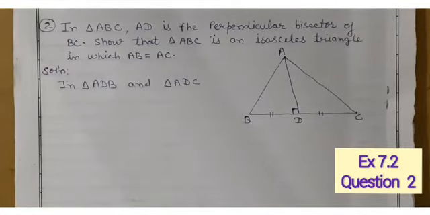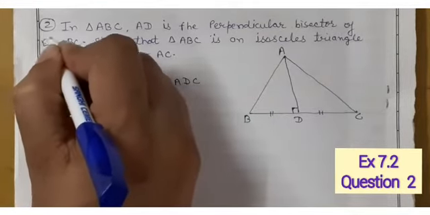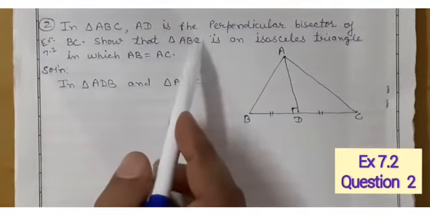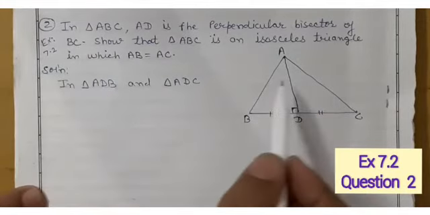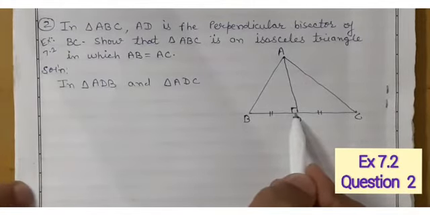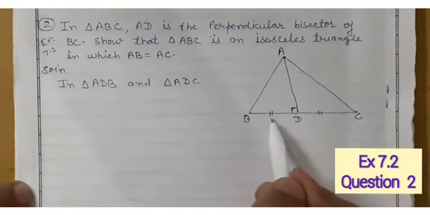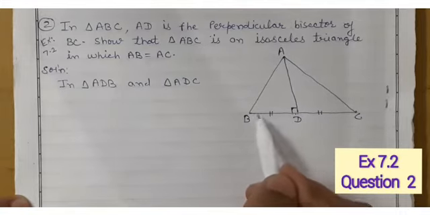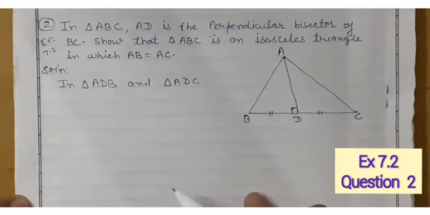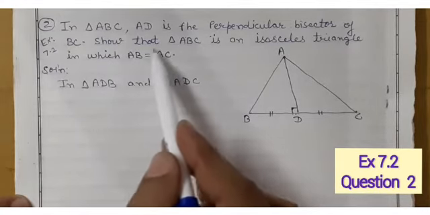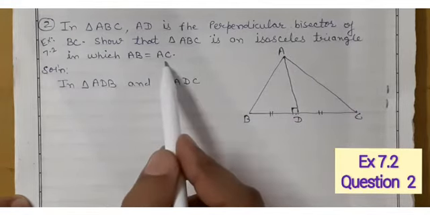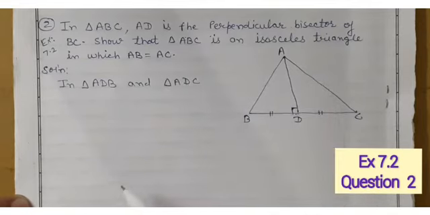Now question number 2 of exercise 7.2. In triangle ABC, AD is the perpendicular bisector of BC. This is the line BC. Perpendicular bisector means 90 degrees and BD will be equal to CD. What you have to show is that ABC is an isosceles triangle in which AB equal to AC. You have to show AB equal to AC only.